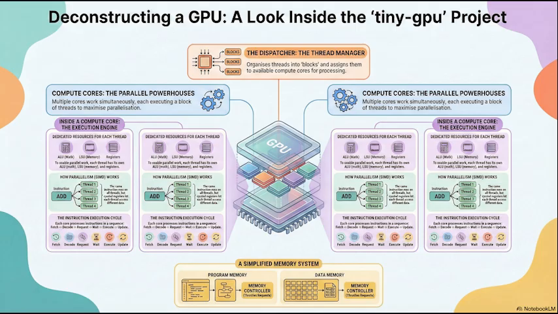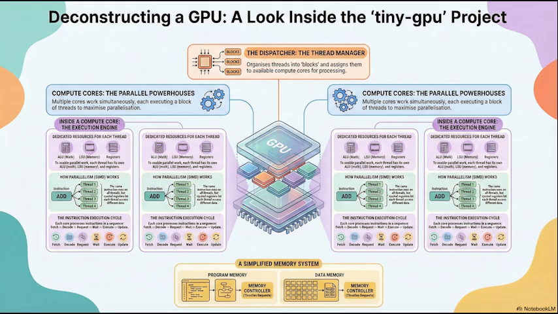This is where you see why modern hardware is so complex. I mean, if tiny GPU is a single-lane country road, a modern GPU is a 20-lane multi-level superhighway. And it's all about hiding that memory latency. So for memory, real GPUs don't just have one cache. They have multiple layers of caches. And more importantly, they have something called shared memory.